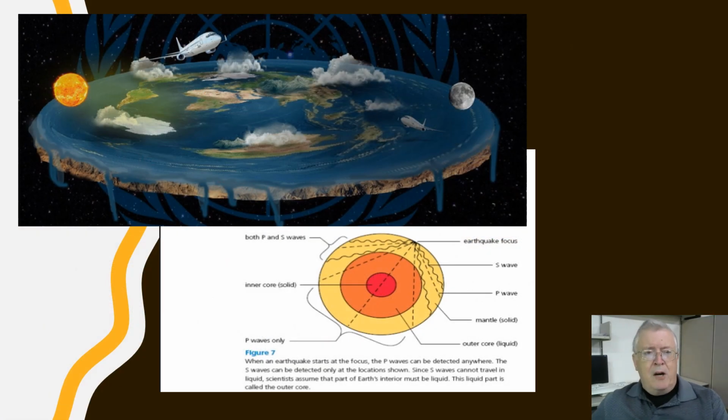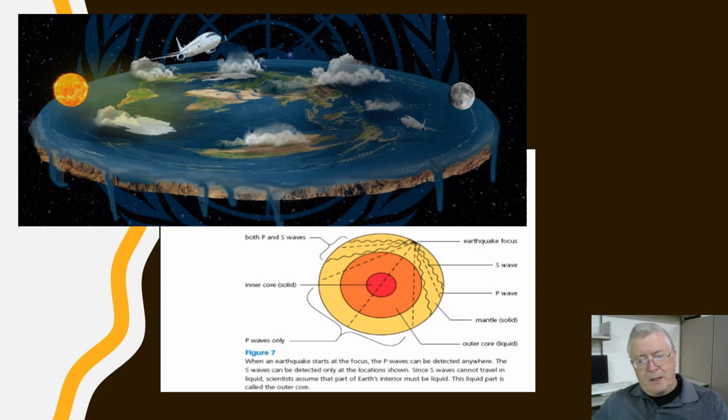So here are some other pictures I'll talk about. Of course, the top one we all recognize as the good old flat Earth. Lots of stuff going on there. This was the only picture I could find that had some thickness to the flat Earth, because I wanted you to think about these waves.